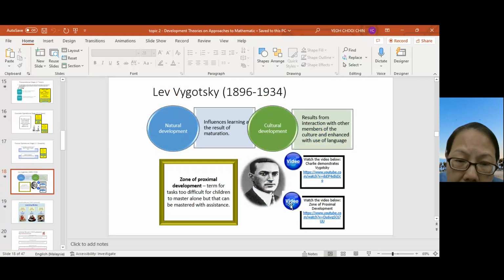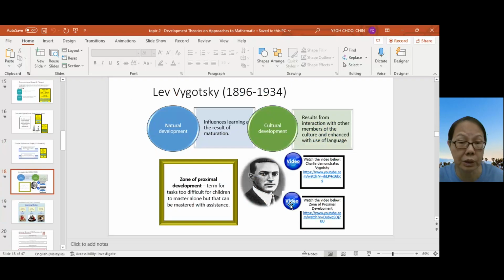So Lev Vygotsky is talking about the ZPD, zone of proximal development. It is the term for tasks too difficult for children to master alone, but which can be mastered with assistance. That means a child, alone, cannot learn more than what they can at their age. So you need an adult to help them so they can understand better.